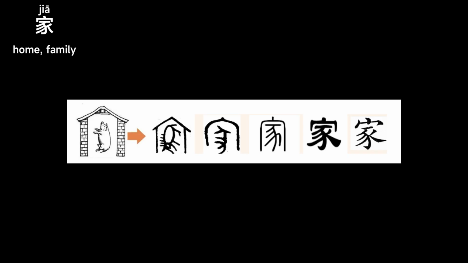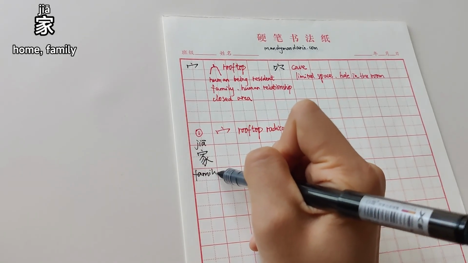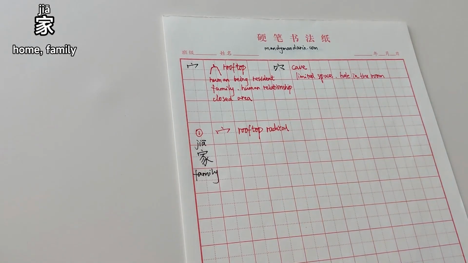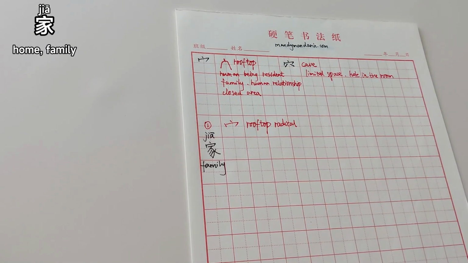So why does it make family? Well, there's a theory. In ancient China, pig is the most important meat source for supporting the family. So which means you provide the food for the family. So, 家 means family. We are quite familiar with this character.